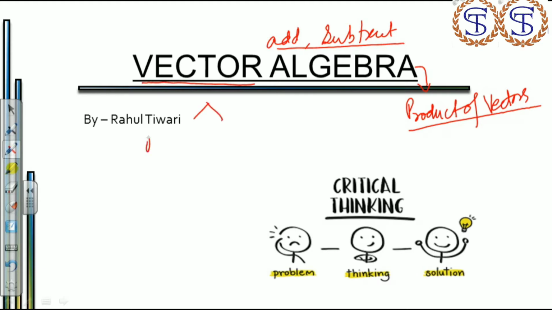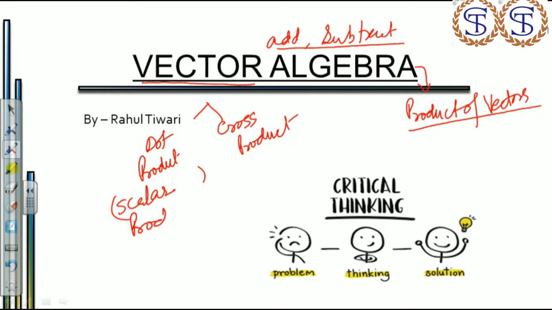One is the dot product of the vectors, and the next is the cross product. These are the two types of product. The dot product has one more name, the scalar product of vectors. And the cross product is also known as the vector product of two vectors. These are the two types of product that we are going to learn, and today let's see what the dot product is.